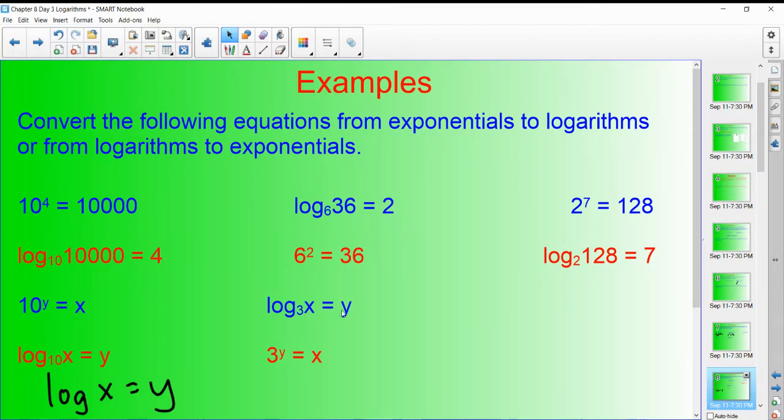And then the last one is different. The base is 3 and the exponent's on the other side. So 3 to the y equals x. So we go from logs to exponentials. If you can smoothly convert between logarithms and exponentials, you're going to be pros at graphing and solving, but it's really key that we can convert from one to the other.